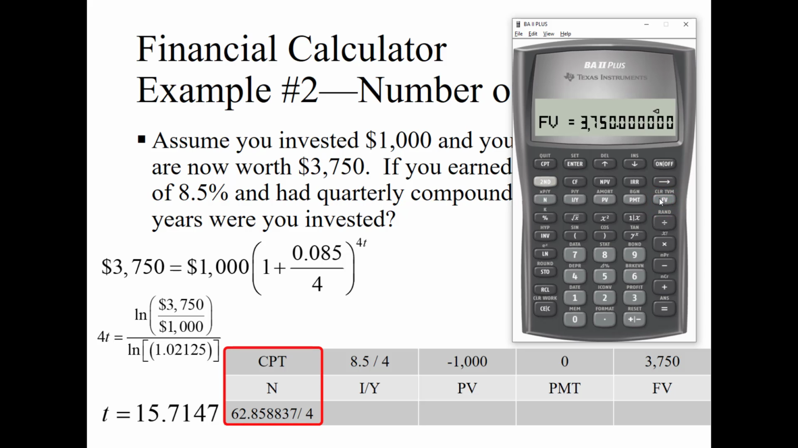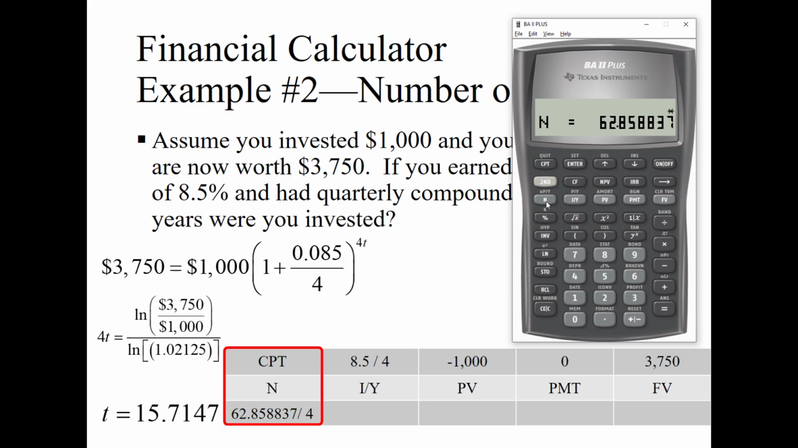Now we can solve for our N. And it's important to remember that we've made an adjustment for our interest rate by dividing by 4. In other words, when we inputted this into our calculator, we already accounted for our quarterly compounding. So that N that comes up will be the number of quarters. It will not be the number of years, it will be the number of quarters. So I'll hit CPT and N.